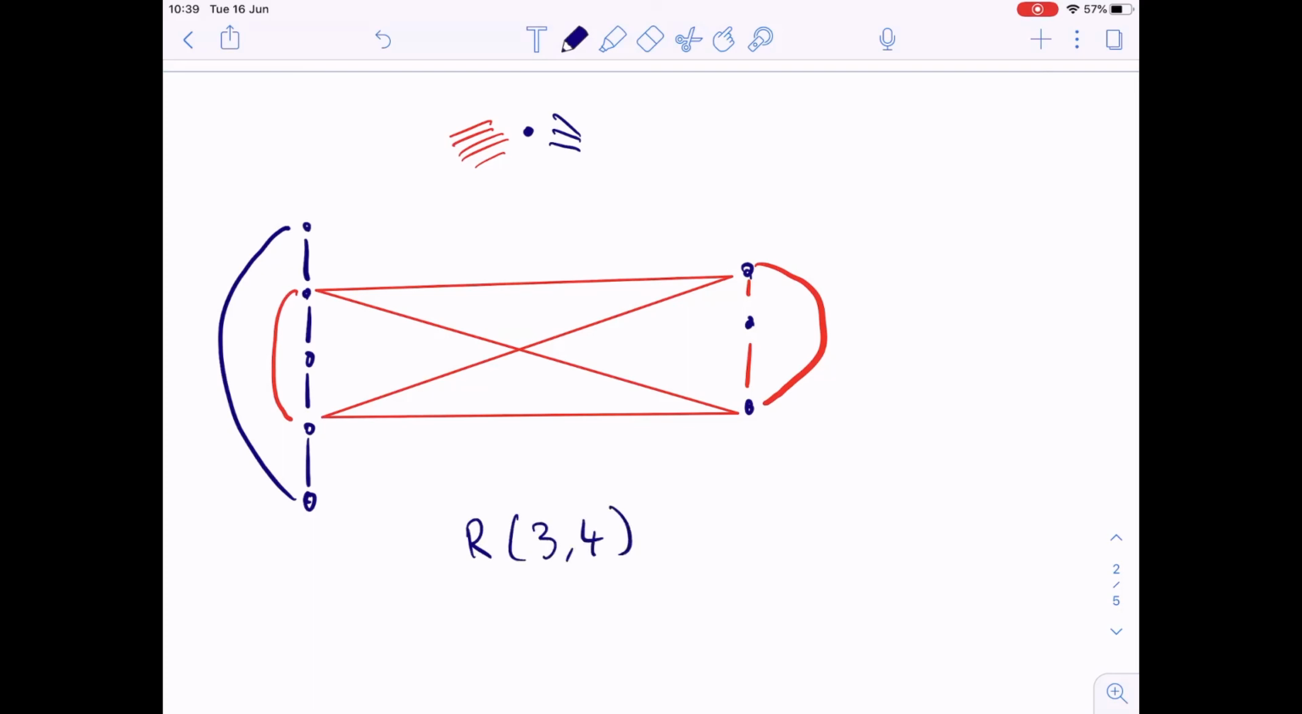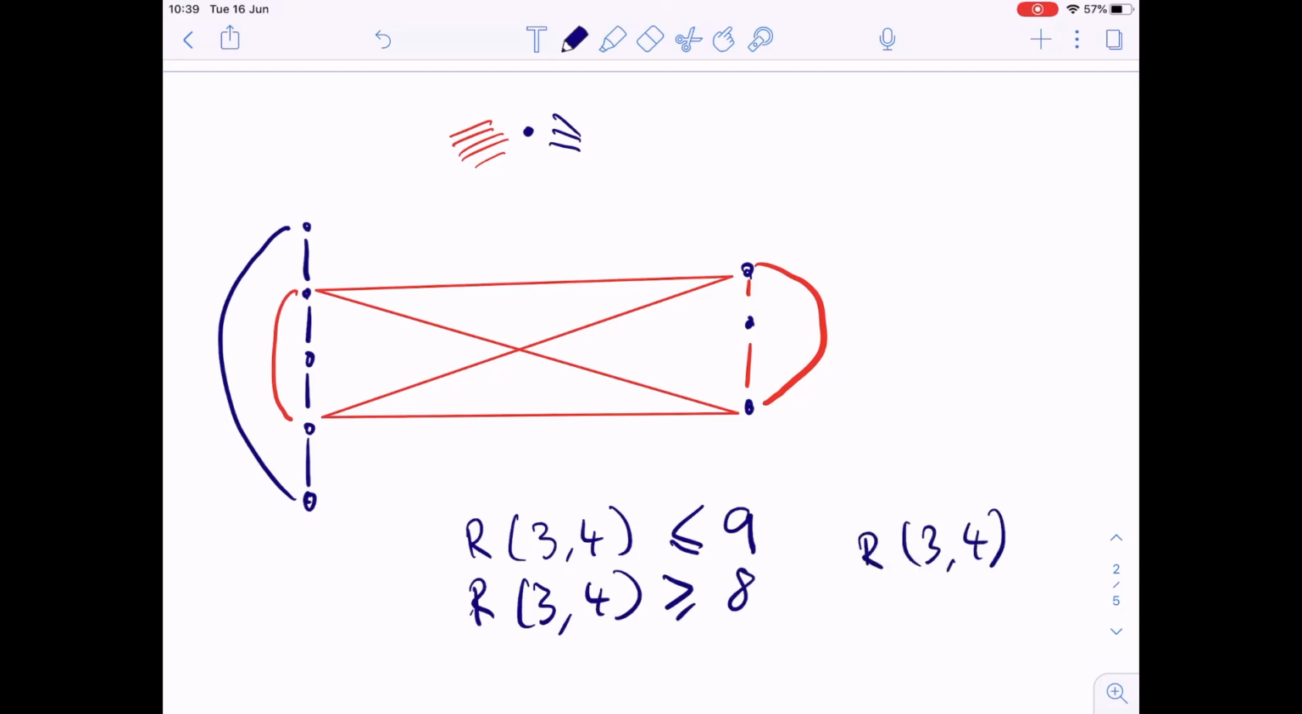So we've shown that R(3,4) is guaranteed if we have at least 9 nodes. And as we've already shown that R(3,4) is greater than 8, we can conclude that R(3,4) equals 9. Sorry, not greater than or equal to 8, just greater than 8.